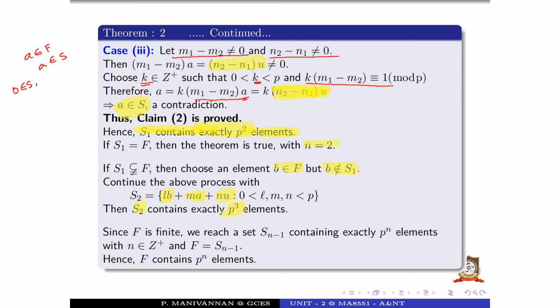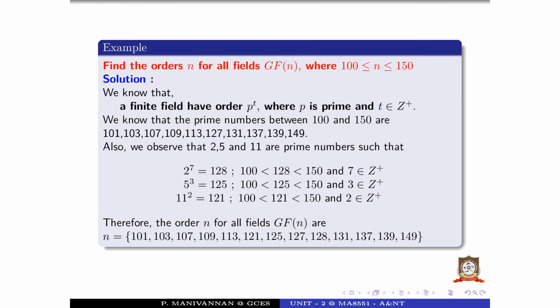In a similar way, since F is finite, we reach a set Sn minus 1 containing exactly p power n elements. Here S2 contains p cubed, S1 contains p squared. So the set Sn minus 1 contains exactly p power n elements, with F equal to Sn minus 1. Hence F contains p power n elements. Hence the proof.